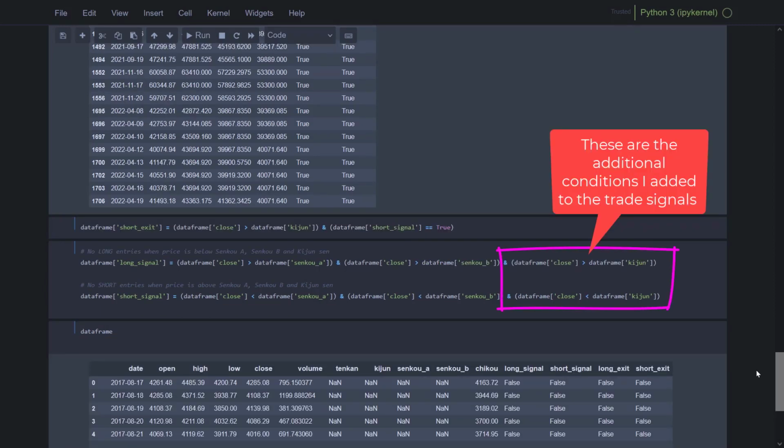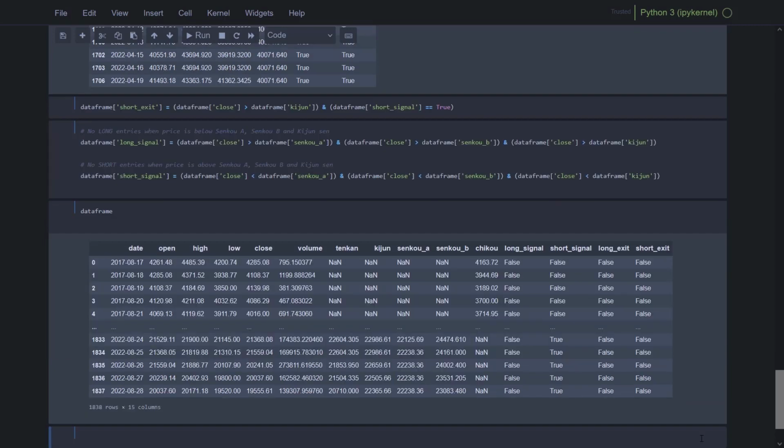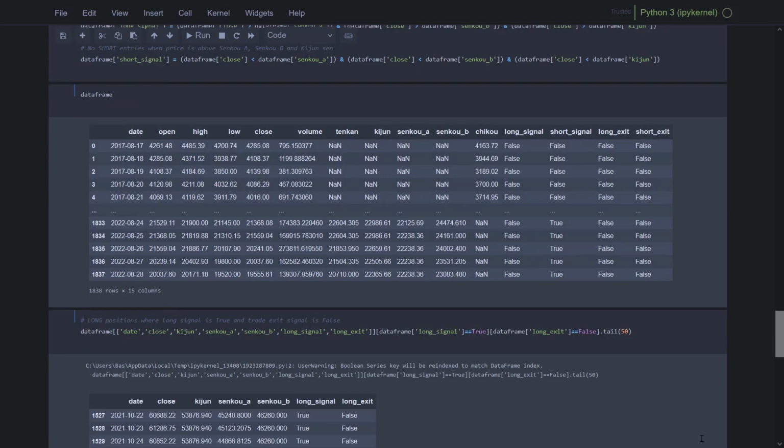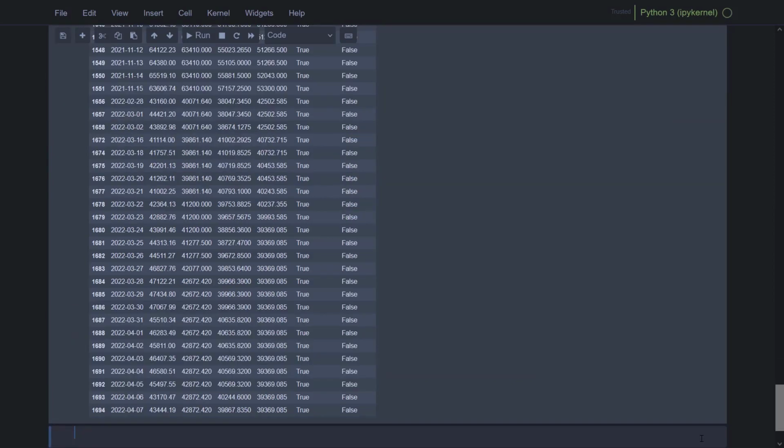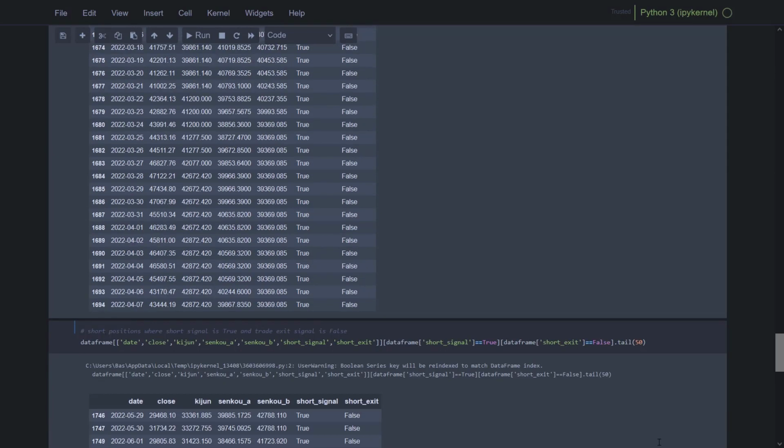So finally we can now check the dates where the bot would enter a trade in long conditions with this command. And that's a lot of output. And we can also do the same with short signals as well. So what we can see in this output is that the close price is below the Kijun, Senkou A and Senkou B, and the short signal gives it a true, which means that the bot can enter a trade. But the short exit is false, which is also correct because the close is below the Kijun-sen, so there's no exit signal at this point.